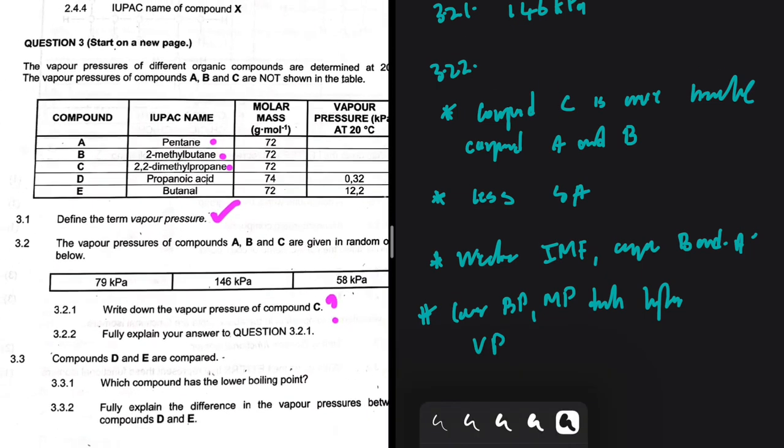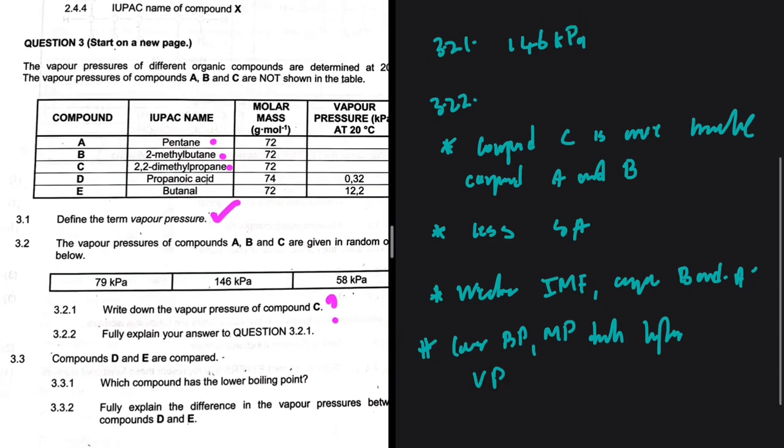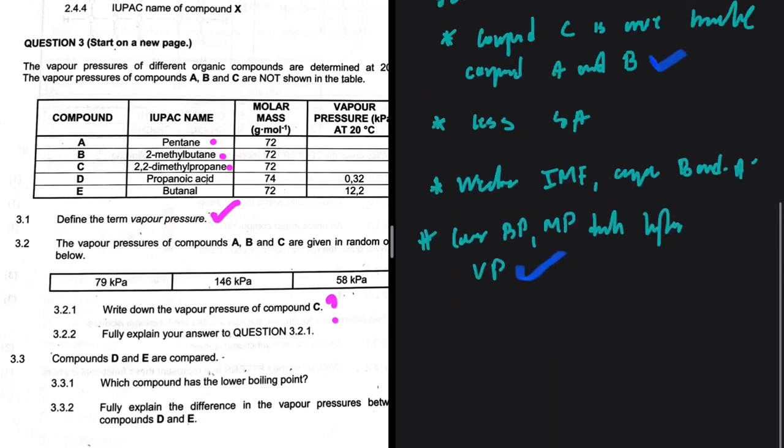That is 3.2.2. There are different ways you can phrase these points, but your answer should be along those lines. It is more spherical, so it has weaker intermolecular forces. Less energy is going to be required to overcome the intermolecular forces in compound C, as it has a lower melting point, but higher vapor pressure.